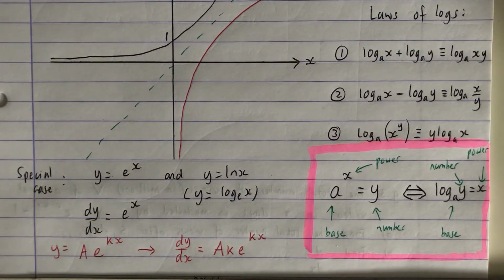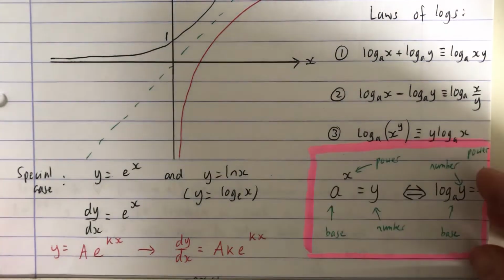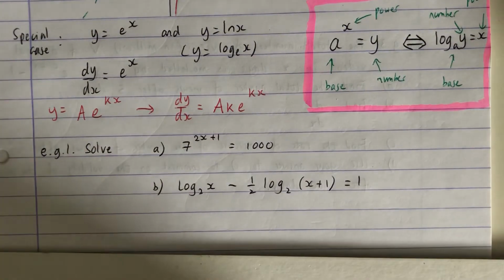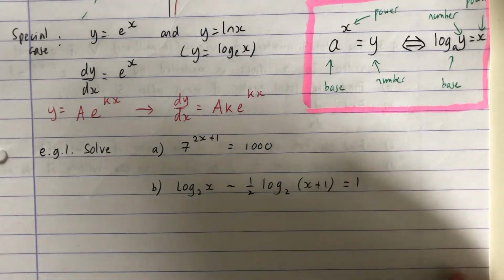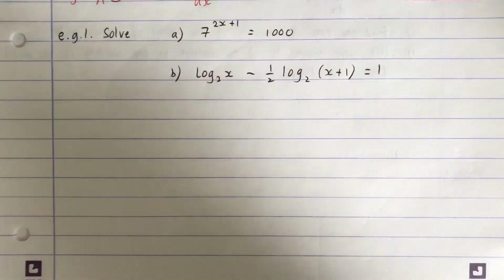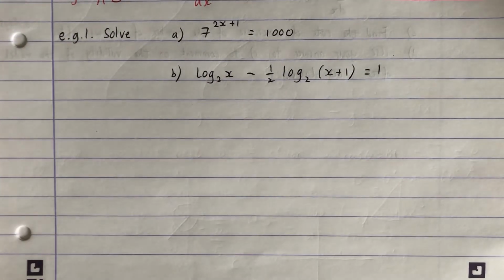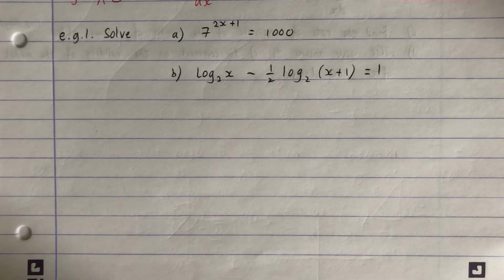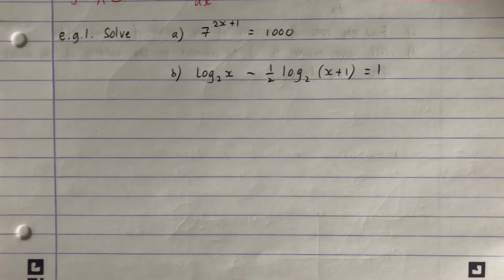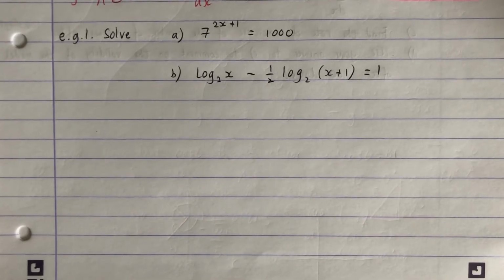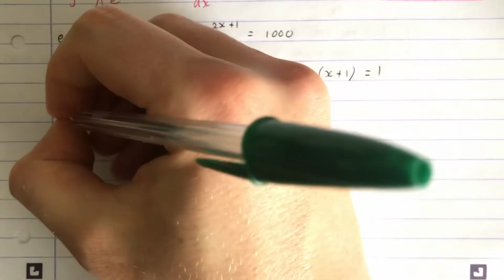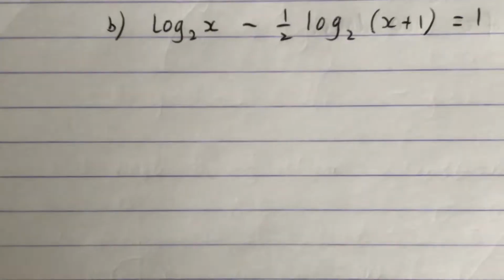There. Okay. Right, so we can use those now to answer some questions from this chapter. For example, number 1 is to solve two equations. So part A, we've got an exponential equation: 7 to the power of 2x plus 1 is equal to 1,000. And that can be solved in many different ways. The way I would do it is I would rewrite this as a logarithm.